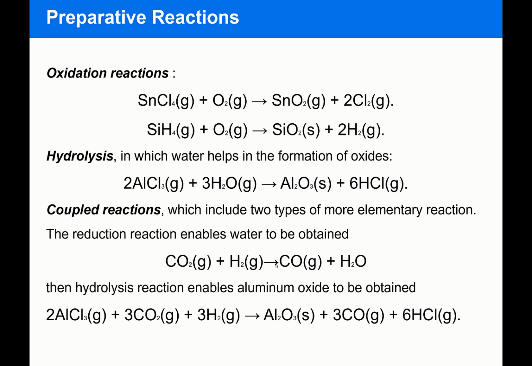We have different preparative approaches. The first one starts from a non-oxide raw material and performs an oxidation reaction. Expose your raw material to oxygen to transform the metal salt to an oxide. Typically, these types of approaches are used for obtaining very high purity oxides. The second approach is hydrolysis, in which you start from a non-oxide starting material and hydrolyze it with water to get the corresponding oxide. And then we have the coupled reactions, in which you use 2 types of elementary reactions to obtain the oxide. You start with a reduction reaction to obtain water in the reaction medium, and then use this water in the hydrolysis step to obtain the oxide.